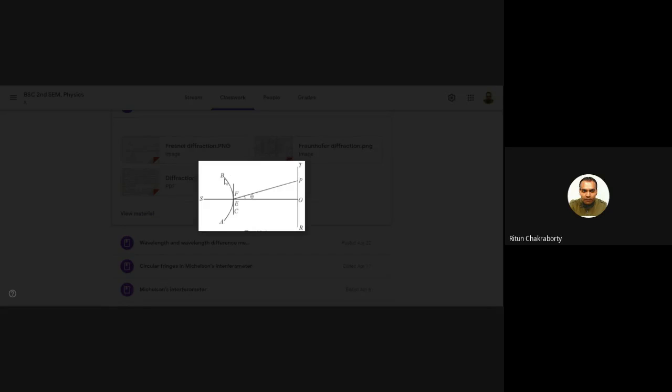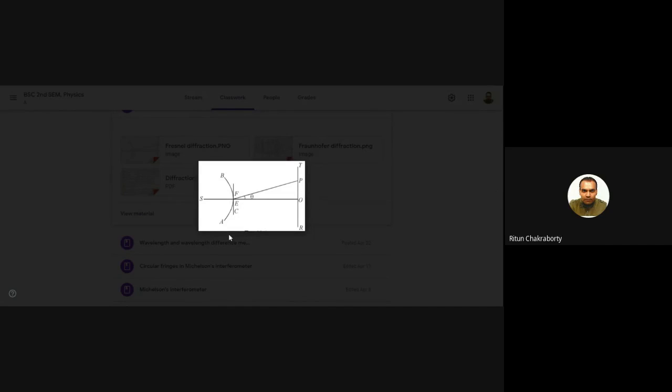AB is a spherical surface. Let us assume that this is a spherical surface, so that is the wavefront. Because we have just learned that in case of Fresnel diffraction, the wavefront which is incident on the aperture or the obstacle is generally of which shape? Spherical or cylindrical. So let us assume that this is a spherical shape, part of a sphere, AB, and this is the obstacle, the CEF.